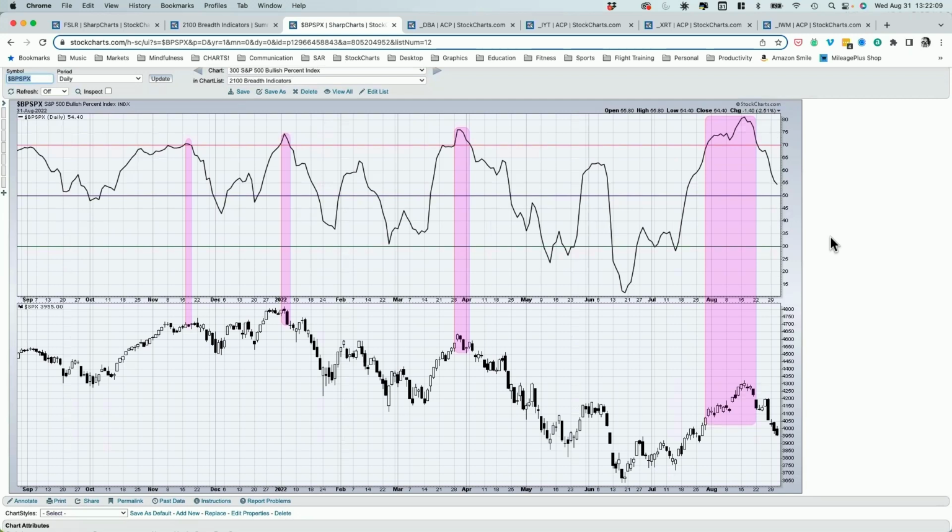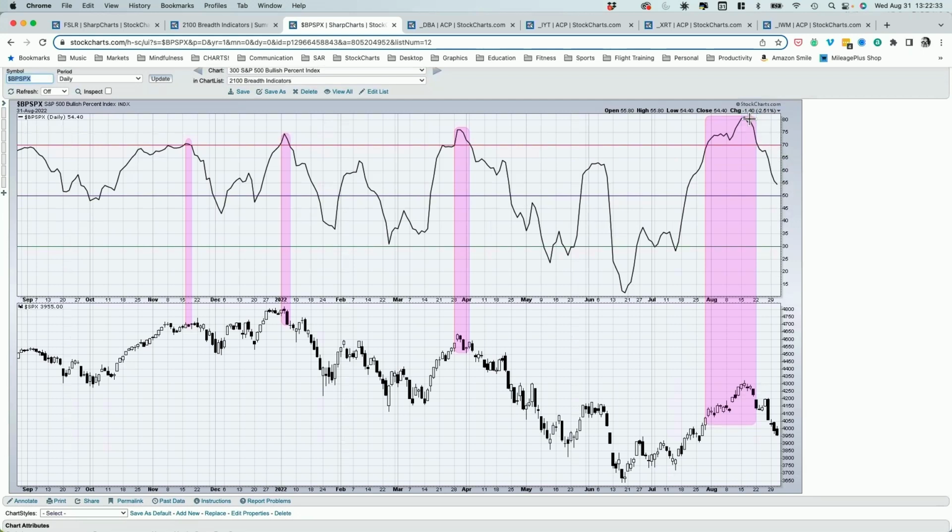We can take our point and figure engine and use it to turn a bunch of individual stocks in a universe into a breadth indicator using their point and figure chart. That's what the bullish percent indexes are designed to do. What percent of the stocks in this universe, in this case, the S&P 500, are in a bullish point and figure pattern at the moment? And currently it's around 55%, just below, around 54%.